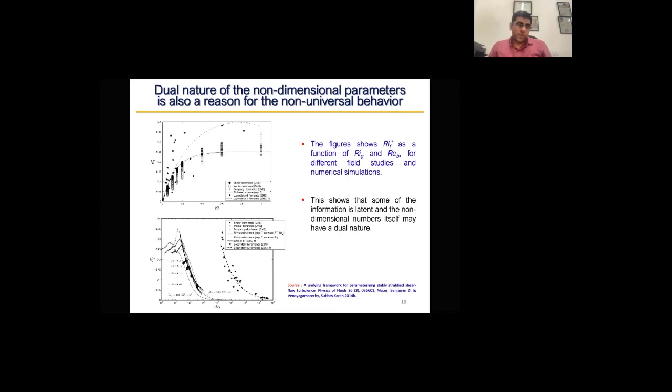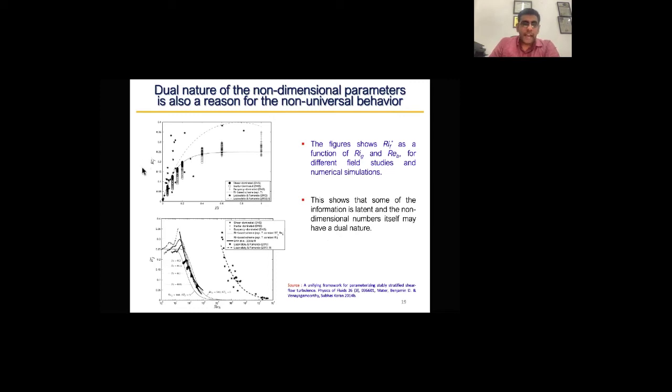Then we dug a little bit deeper, and we found out that there is another issue, which is related to the non-universal nature of the flux Richardson number, or the mixing efficiency. As you can see, we are now sticking to the third definition because we know that that is accurate.